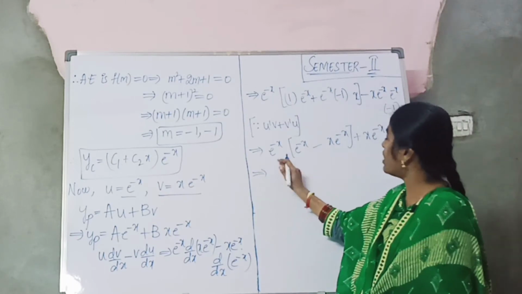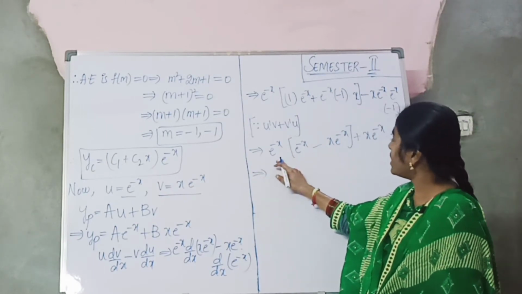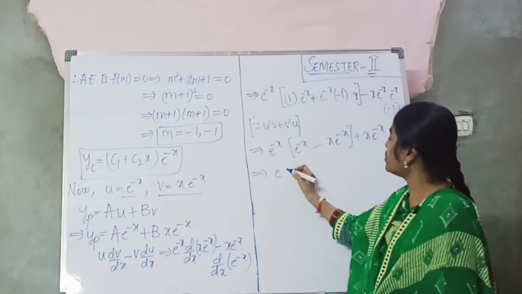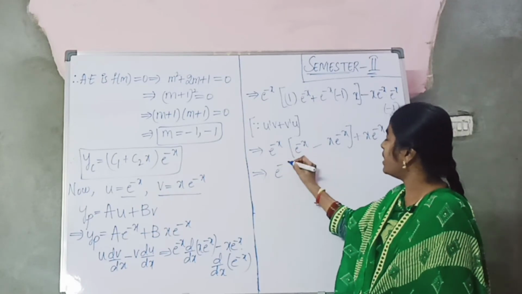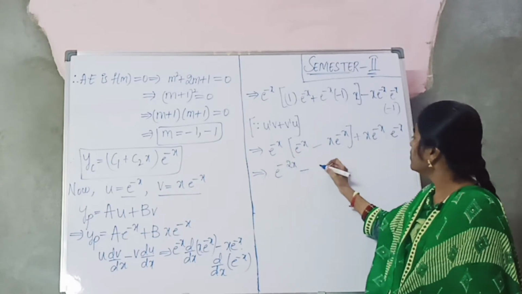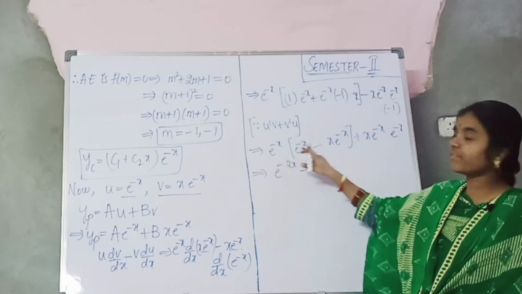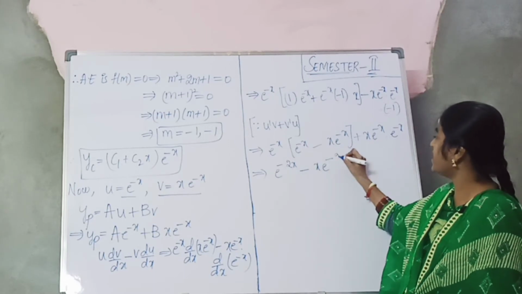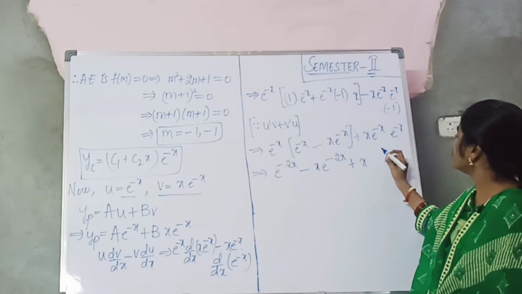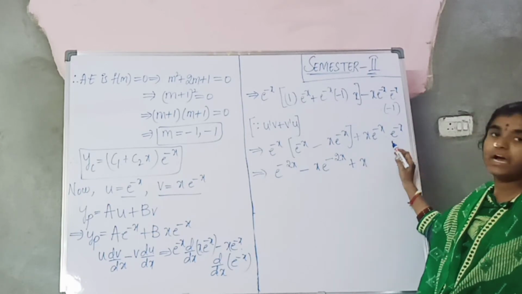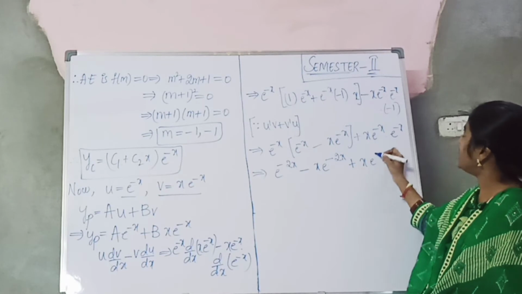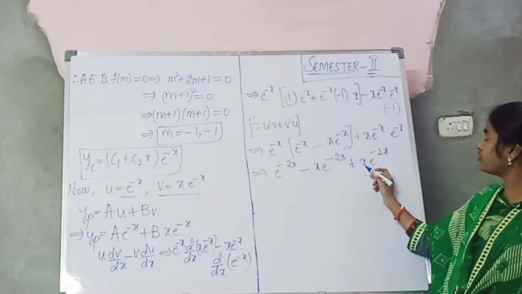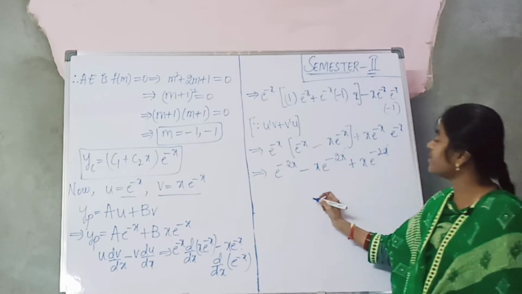Now we have to multiply this: e power minus x into e power minus x. When the bases are equal, we add the powers, giving e power minus 2x. Then x into e power x into e power minus x gives x into e power minus 2x. Now minus x into e power minus 2x plus x into e power minus 2x, both cancel. So what is remaining here?